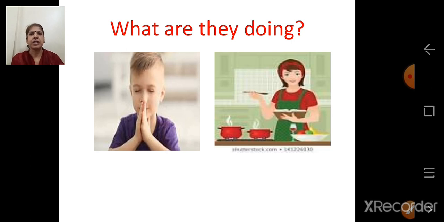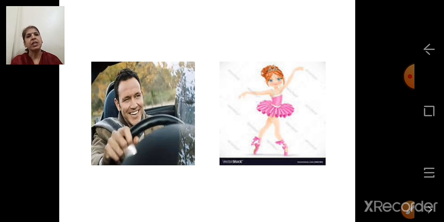Look at these pictures. What are they doing? First one. What is the boy doing? He is praying. Okay. What is the mother doing? Mother is cooking. What is father doing? Father is driving. And what is the girl doing?